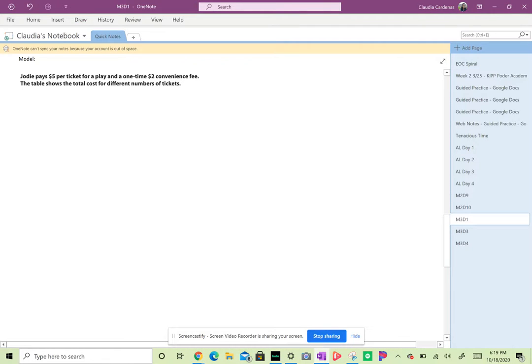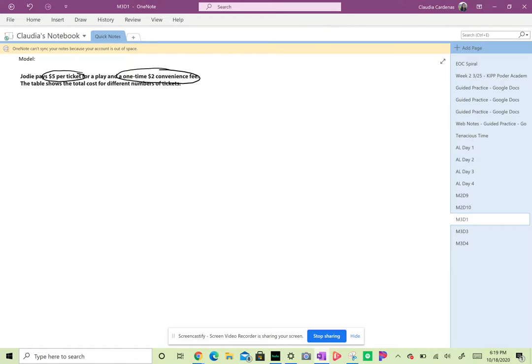So I'm going to read it again and thinking in our mental movie, who are the characters, what are they doing, and how can we solve this problem? So Jody's paying $5 per ticket for a play and a one-time $2 convenience fee. Okay, so I know that they want us to use a table, but I also want to give a reason of why a table works out in this situation, because what are we talking about in this problem?